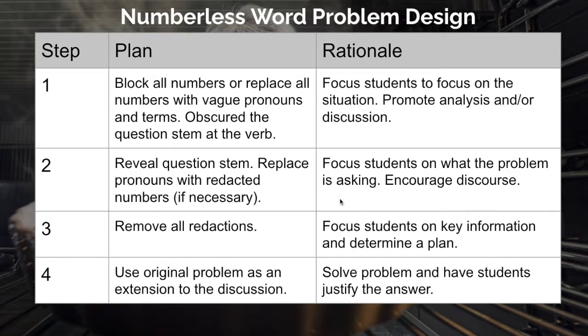And again, I want the kids now to focus on what the questions are, and I really want them to talk about it. The 3rd step is now we're going to remove all the redactions and have the kids finally focus on the key information, and the last part, use the original problem as a discussion so that they can actually move on. So if we want to talk about error analysis or things like that, we can move into more of a standardized test question.